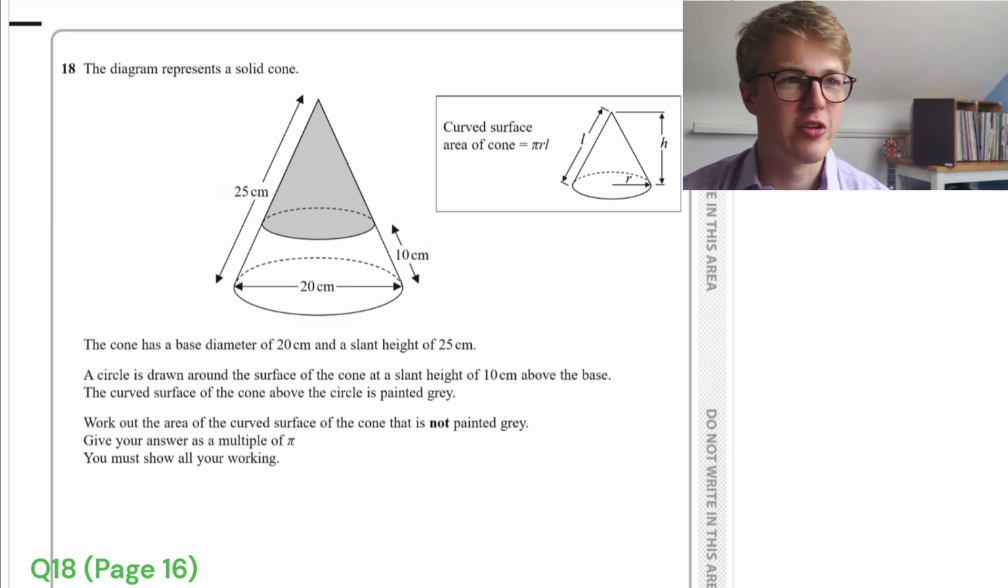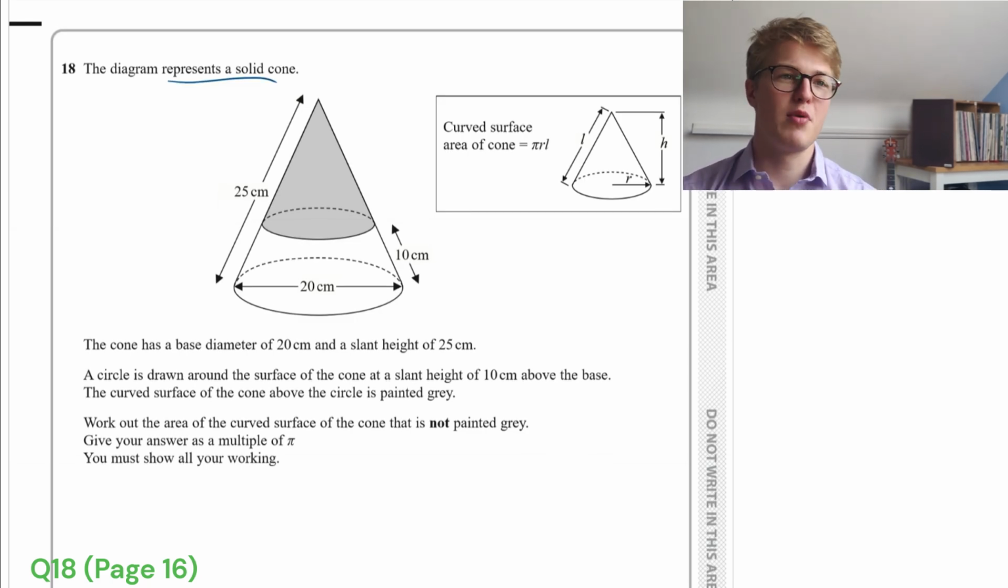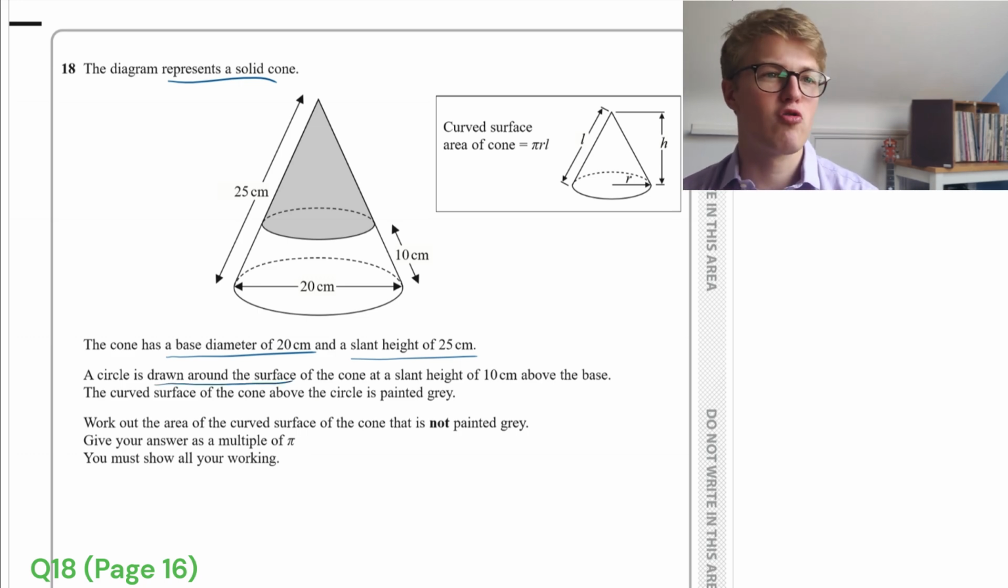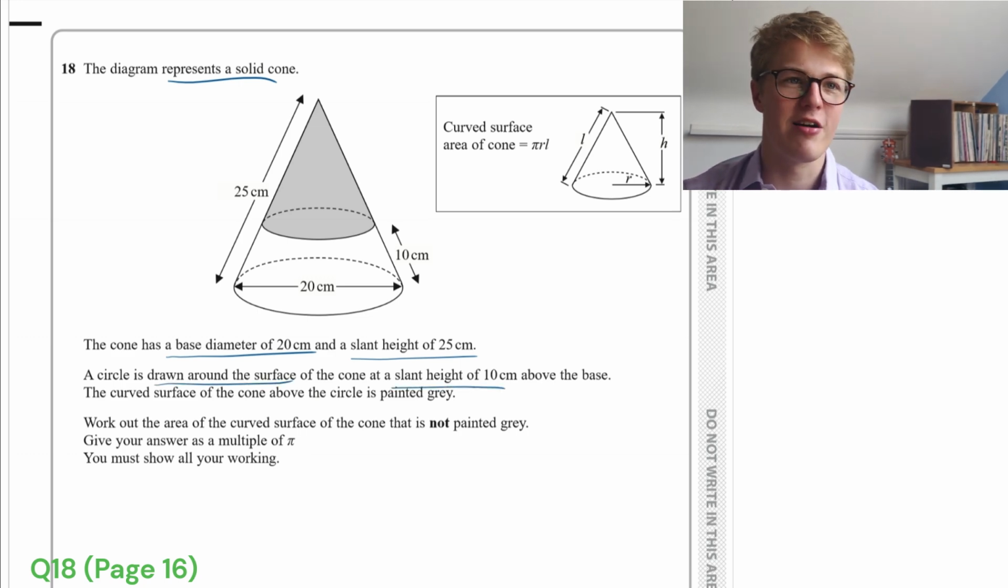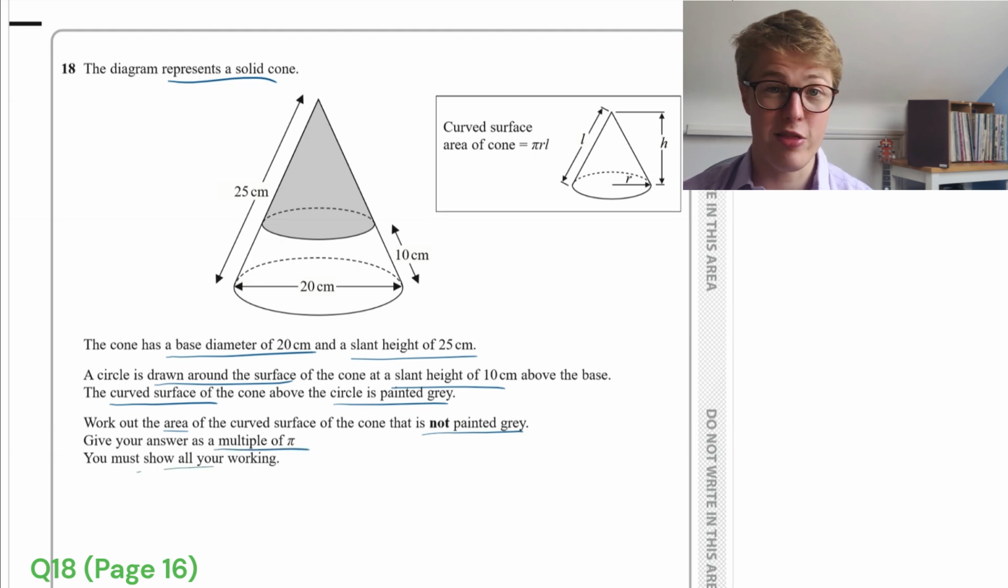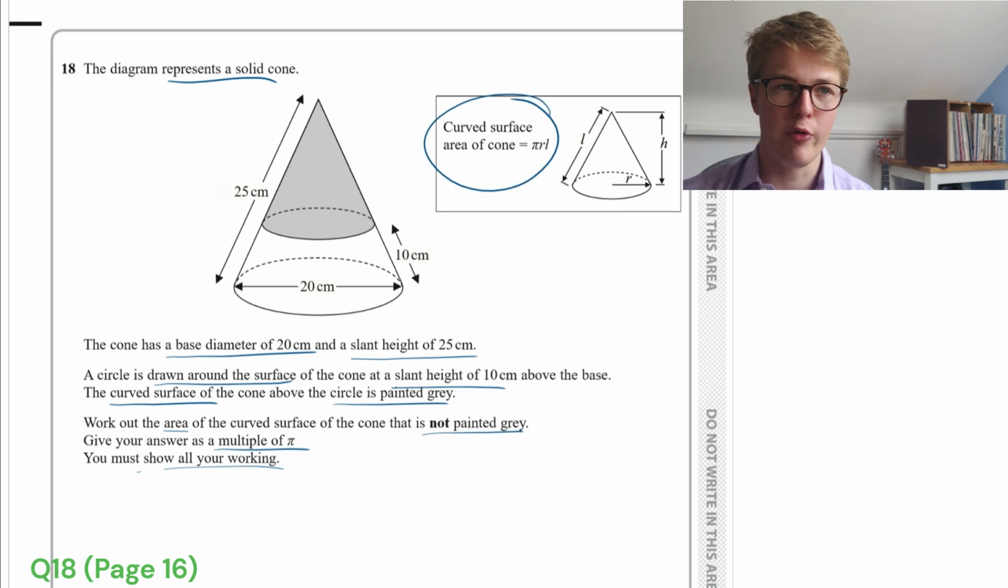Diagram represents a solid cone. The cone has base diameter of 20 centimetres and a slant height of 25 centimetres. A circle is drawn around the surface of the cone at a slant height of 10 centimetres above the base. The curved surface of the cone above the circle is painted grey. Work out the area of the curved surface of the cone that is not painted grey. Give your answer as a multiple of pi. You must show all your working.